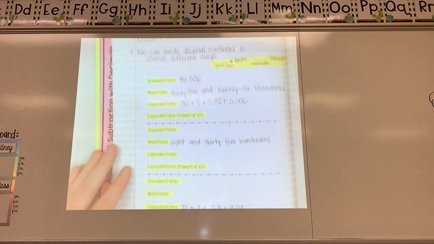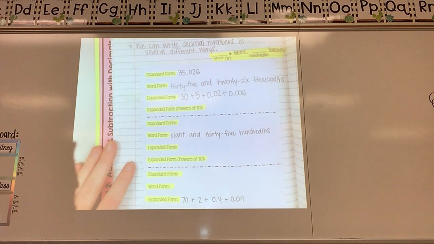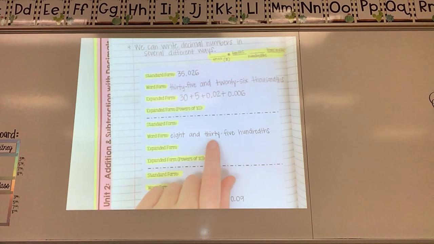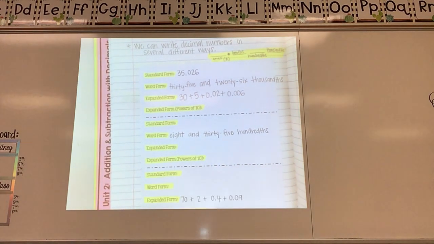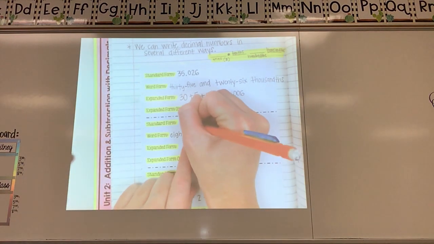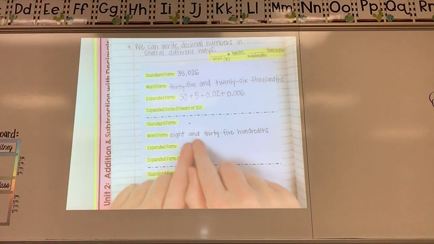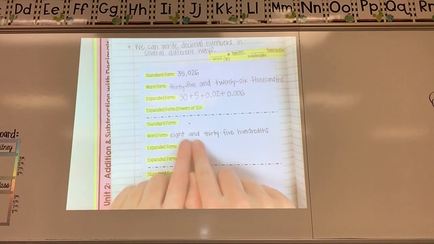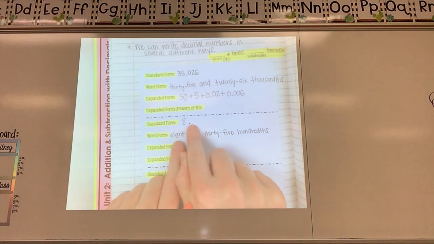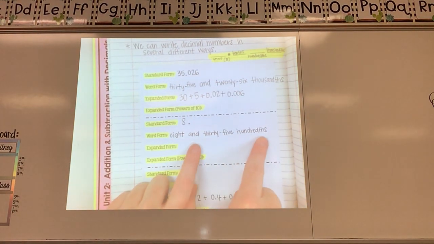All right, let's try another one. This time they gave us word form and they want us to do the other 2. So their word form says 8 and 35 hundredths. We'll find that "and." And means that's where my decimal point is at. So I'm going to put a decimal point up here. What numbers are going to come in front of my decimal point? Just an 8 because it says 8 and. Now I know this comes behind my decimal point.